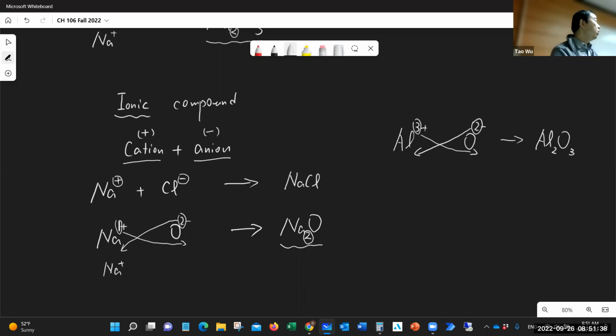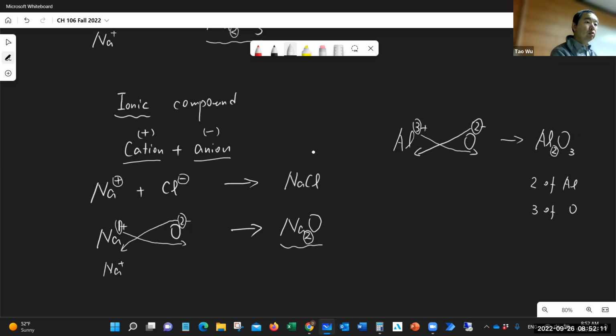So this formula gives us 5 atoms. In this ionic compound, 5 atoms are combined together. We have 2 aluminum and 3 oxygen atoms in this formula. The 2 means we have 2 aluminum ions, and the 3 means we have 3 oxygen ions here.